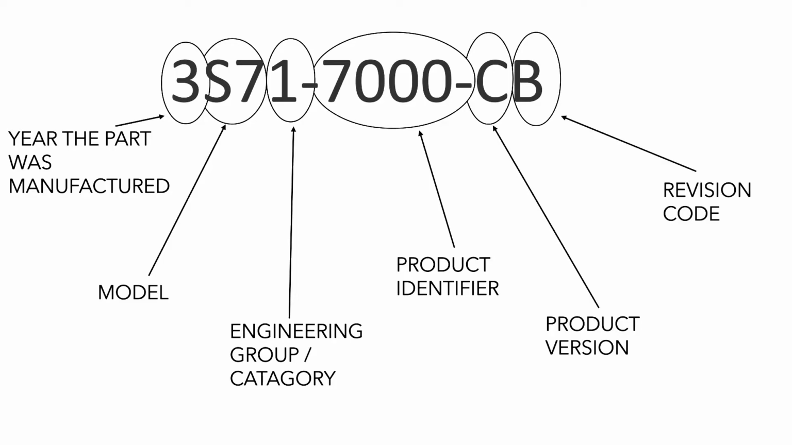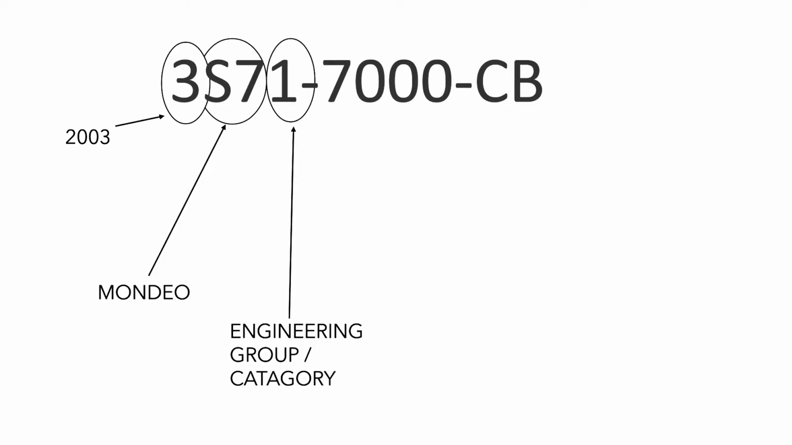So we're just going to break down what this means, and a bit about how to find a part based on this number. So let's stick with this part number and see what it's saying. Number 3 means that this particular part was designed in 2003. S7 in this particular part stands for Mondeo. The number 1 is just the category of this part. It really has no relevance if you're searching for it. Just ignore this number, but it is the category.